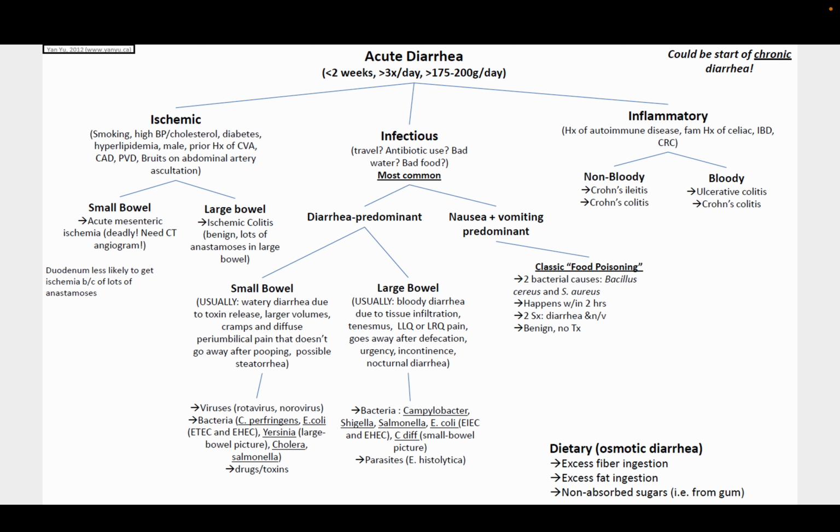You should always suspect acute mesenteric ischemia. They are at very high risk of acute mesenteric ischemia, especially those with a significant CAD history, CKD history, dyslipidemia, diabetes, now presenting with pain abdomen, initially watery diarrhea, then bloody diarrhea. You should always suspect acute mesenteric ischemia and get a CT angiogram done.